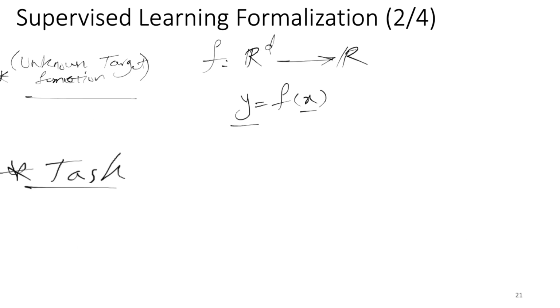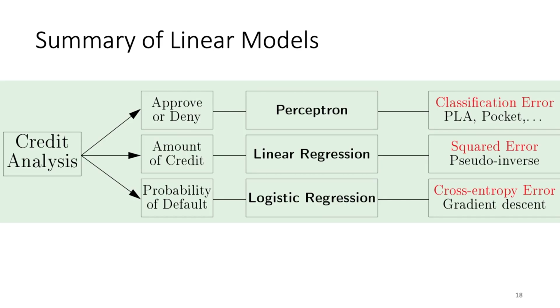All right, so starting from next session, we're going to talk about stochastic gradient descent, and we go towards neural networks after that.